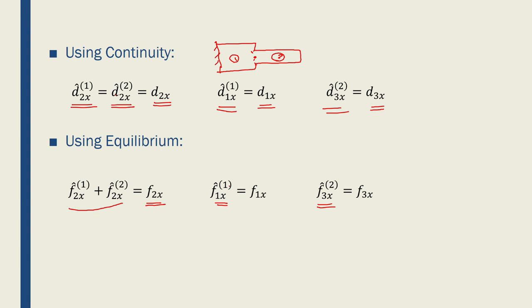So F1x1, or force at node 1 in x direction when attached to element 1, is equal to F1x, and force of node 3 in x direction when attached to element 2 is equal to F3x. So these are basically in the global coordinate system.